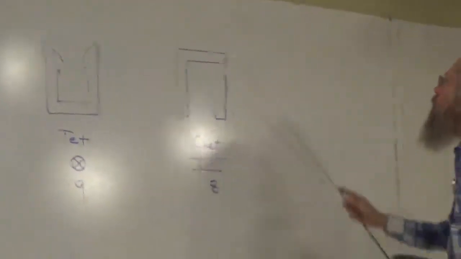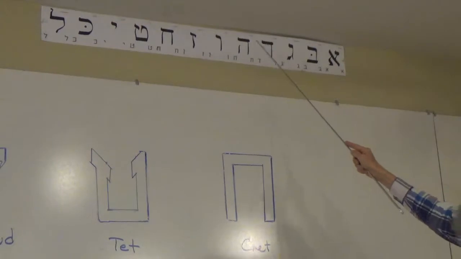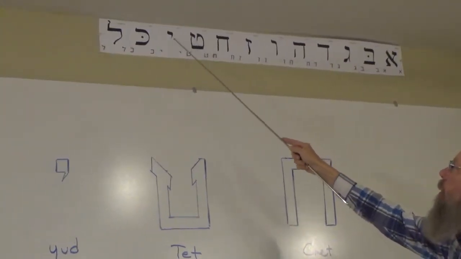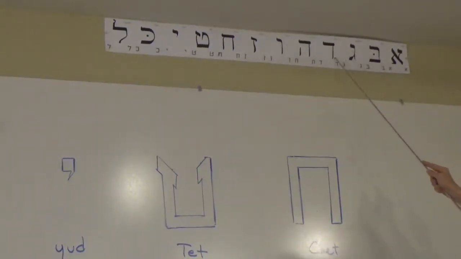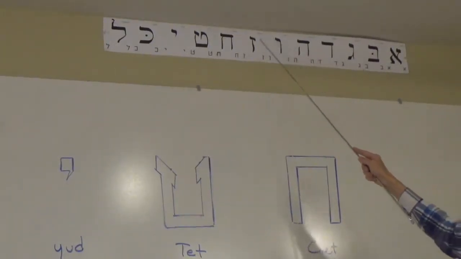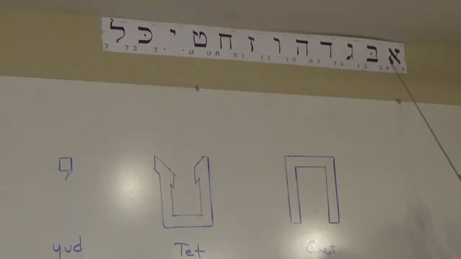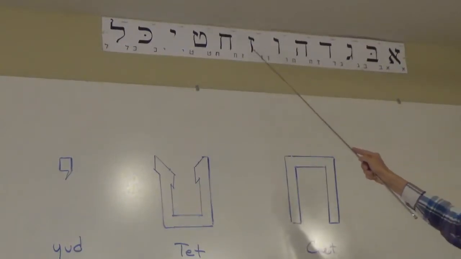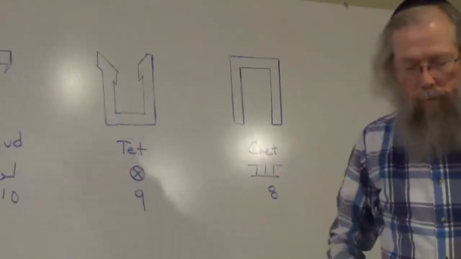Okay? So, ready? 1, 2, 3, 4, 5, 6, 7, 8, 9, 10. Again? 1, 2, 3, 4, 5, 6, 7, 8, 9, 10. One more. 1, 2, 3, 4, 5, 6, 7, 8, 9, 10. All right.